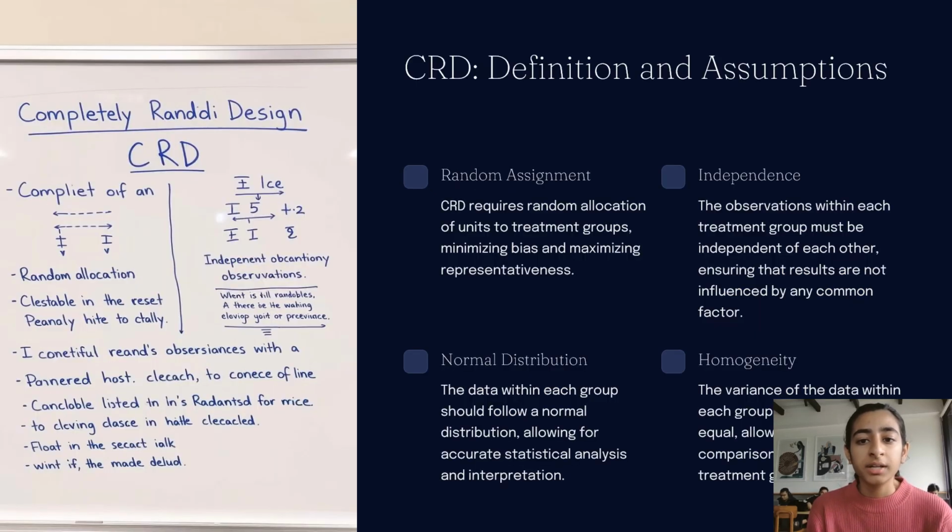Let us look at some of CRD's definition and assumptions. First, we have random assignment. CRD requires random allocation of units to treatment groups, minimizing bias and maximizing representativeness. Normal distribution. The data within each group should follow a normal distribution, allowing for accurate statistical analysis and interpretation. Next, independence. The observations within each treatment group must be independent of each other, ensuring that results are not influenced by any common factor. Homogeneity. The variance of the data within each group should be equal, allowing stable comparison between treatment groups.